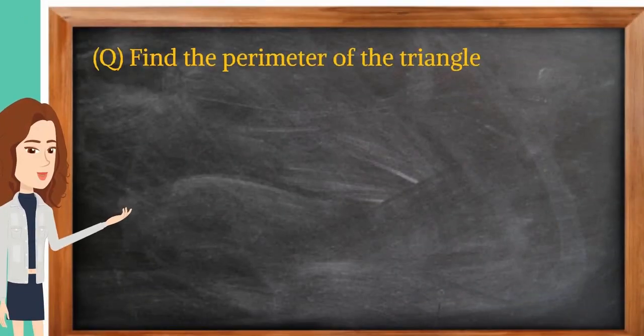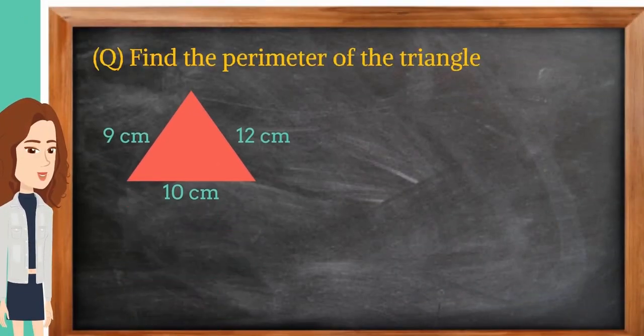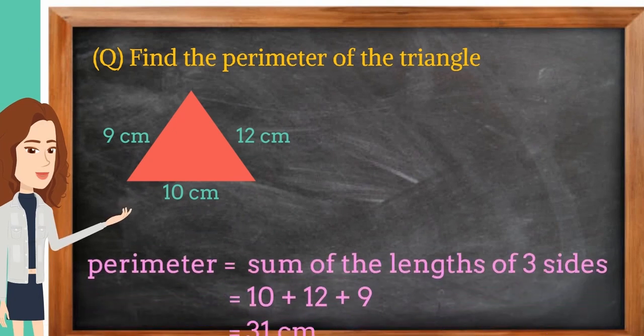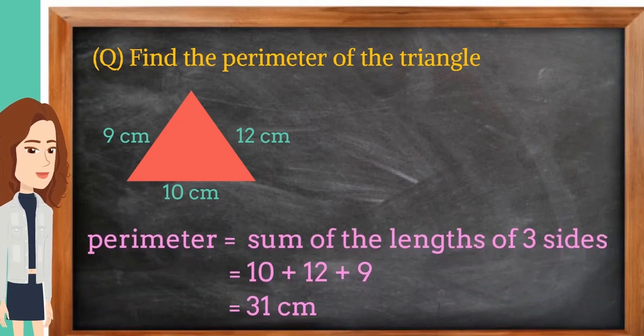Find the perimeter of the triangle. The perimeter is equal to the sum of the length of 3 sides of the triangle. Therefore, the perimeter is equal to 10 plus 12 plus 9. So the final answer is 31 centimeters.